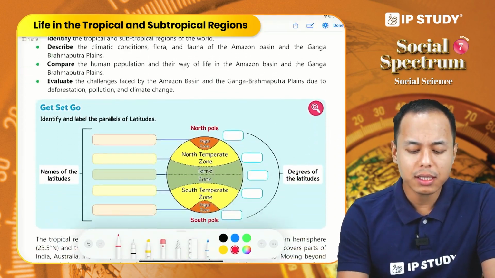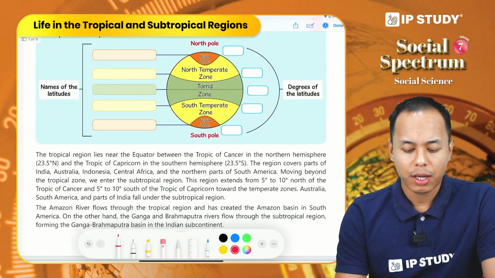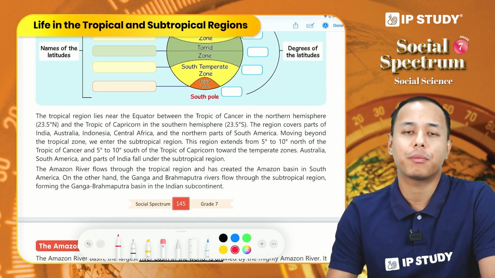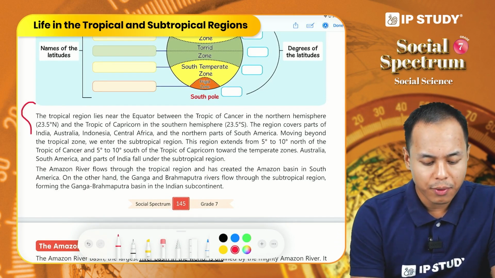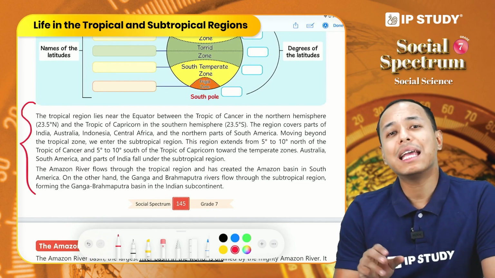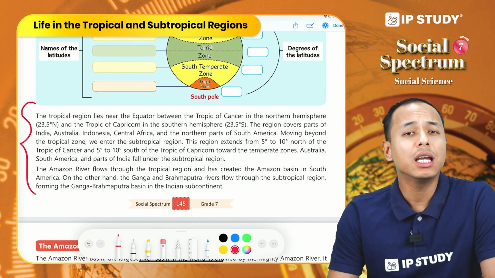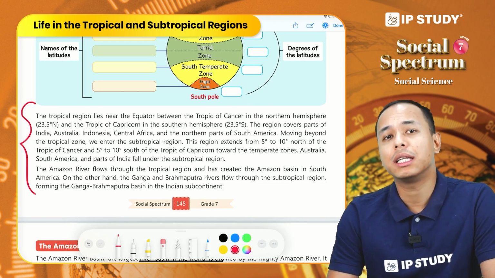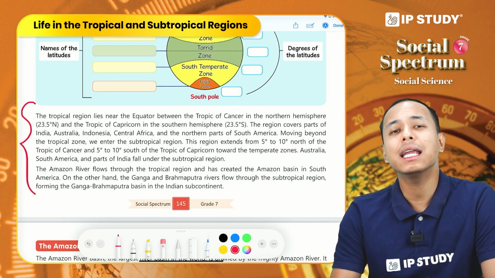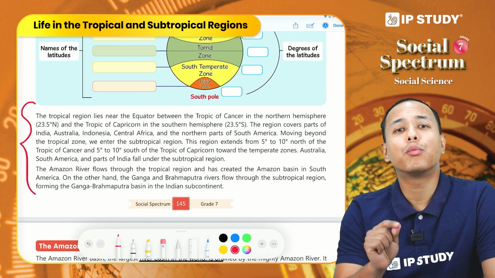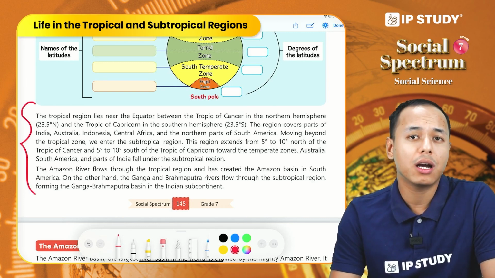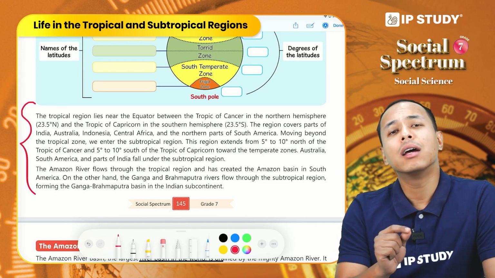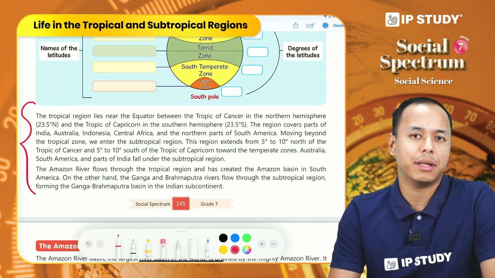So before we discuss the Amazon Basin, it is necessary to understand what tropical or subtropical regions are. Tropical regions lie near the equator between the Tropic of Cancer in the northern hemisphere and Tropic of Capricorn in the southern hemisphere. And tropical regions cover portions of India, Indonesia, Australia, parts of Africa and the northern portion of South America.